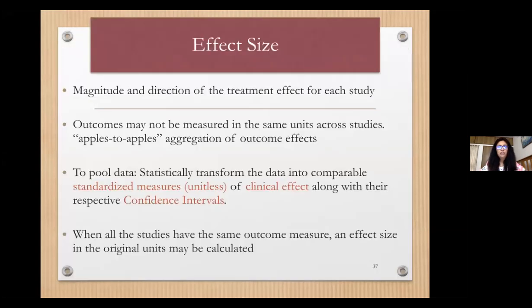Effect size is the magnitude and the direction of the treatment effect for each study. We basically transform it into standardized measures which are unitless. So we get the precision, and we also need the confidence intervals. Both can be calculated, right? It's very rare that all the studies have the same scale and the same outcome measure. That's the only situation where you don't need to calculate it.